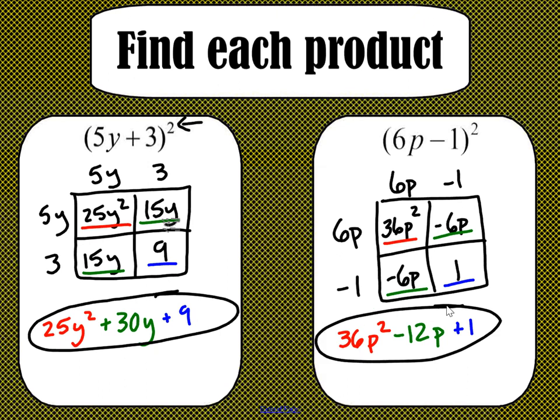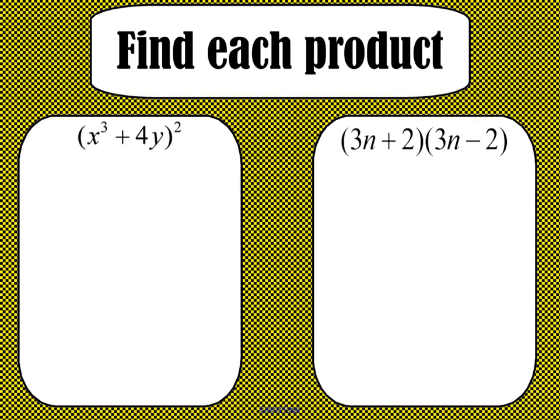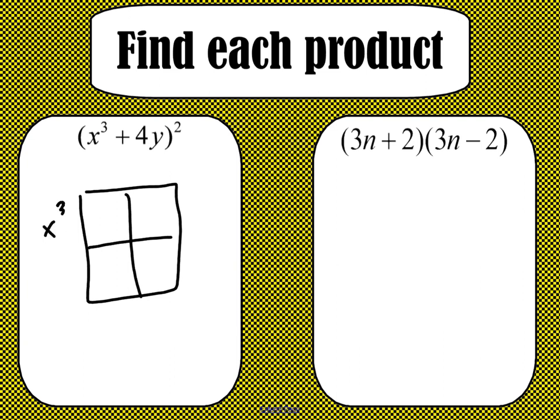Let's go ahead and look at our next example. I still have a binomial times a binomial, so I'm going to go ahead and make my 2 by 2 box. I have x to the third, 4y, x to the third, 4y. X to the third times x to the third is going to be x to the sixth. X to the third times 4y is going to be 4x to the third y. Over here I get 4x to the third y. And 4y times 4y is going to be 16y squared.